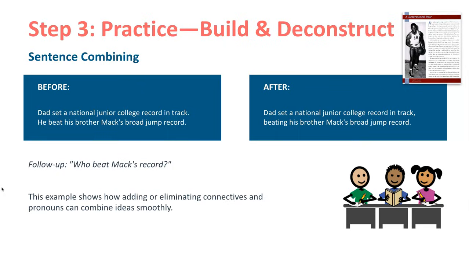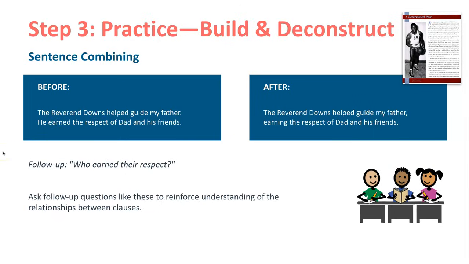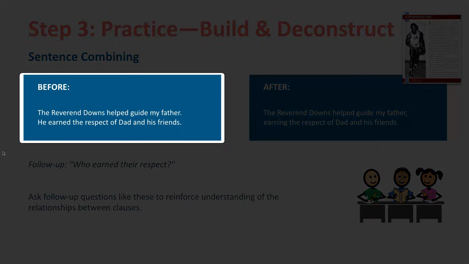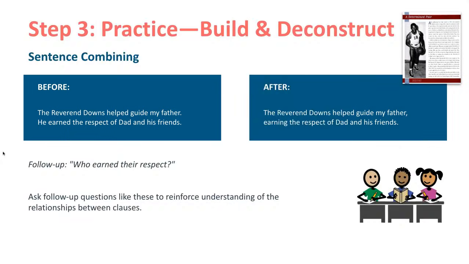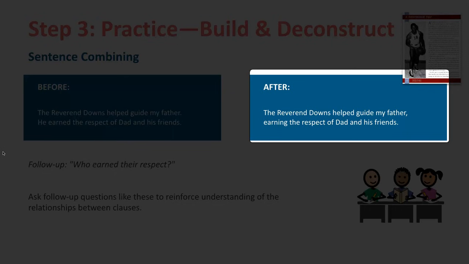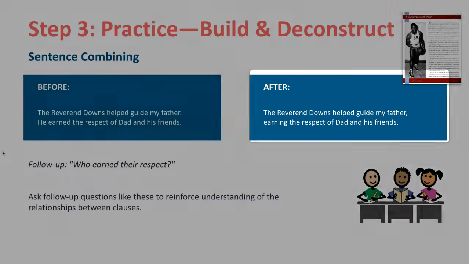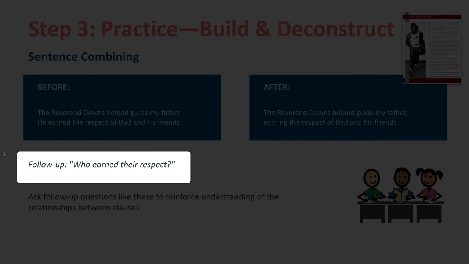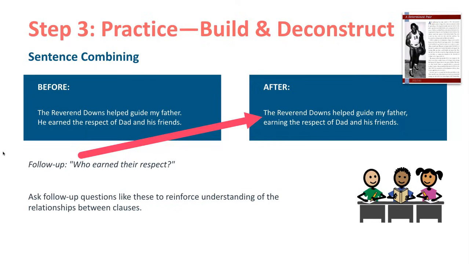Notice how we eliminate connectives and pronouns to create smooth sentences. Let's do one last combining exercise. You would read, "The Reverend Downs helped guide my father. He earned the respect of Dad and his friends." Who does "he" refer to? That's right, Reverend Downs. Good. Combine by changing "he earned" to "earning." "The Reverend Downs helped guide my father, earning the respect of Dad and his friends." Go ahead and follow up with questions. "Who earned their respect?" That's right, Reverend Downs.